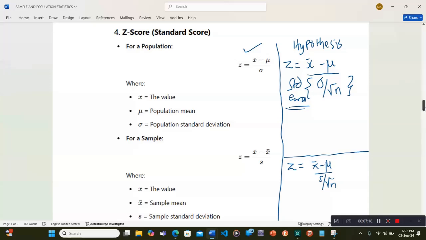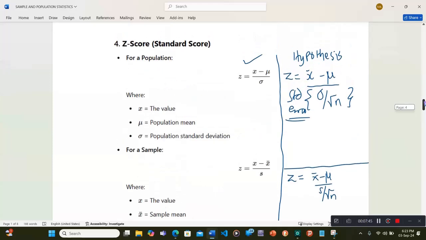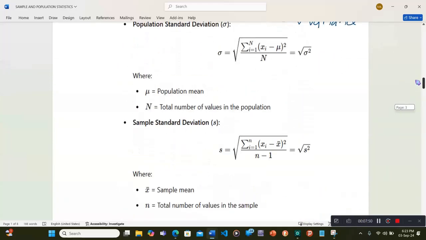So what about if we are talking about the sample? This is the z-score for the sample, whereby this is going to be the sample mean, and this is going to be the hypothesized mean, divided by the sample standard deviation divided by root of n, whereby n is the number of observations. So members, that's what we can do in this lecture. So whenever you are asked, for example, for the standard deviation given a sample, you should be able to know how to calculate it.